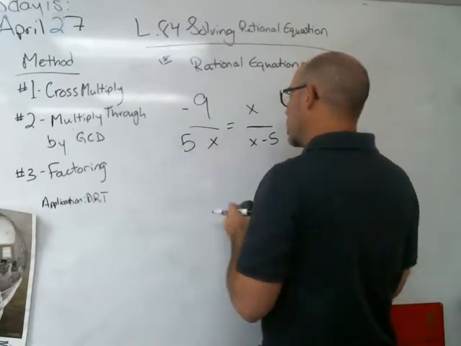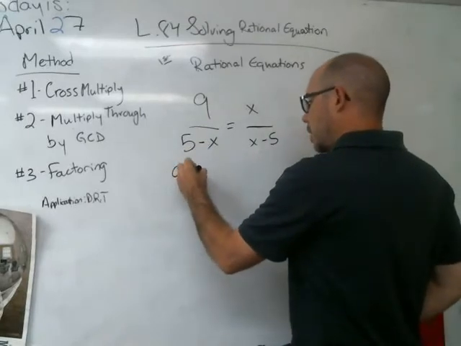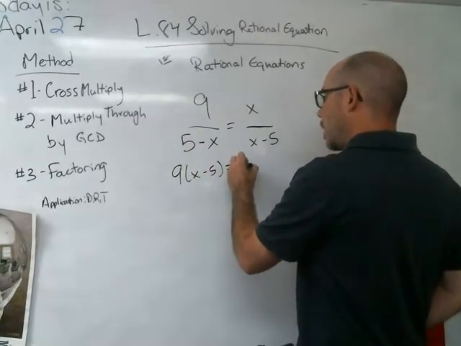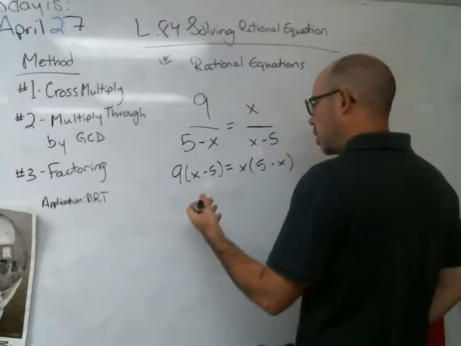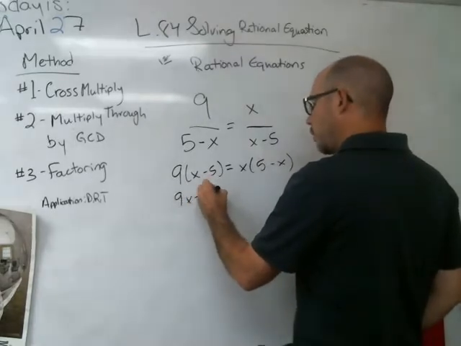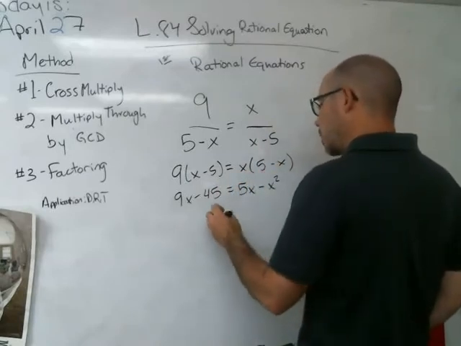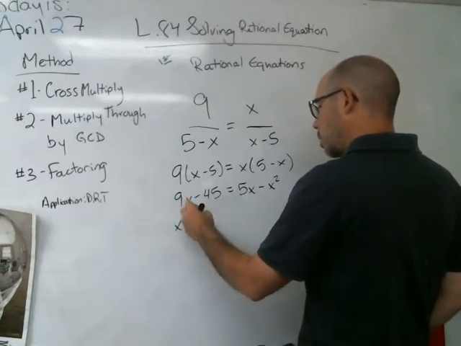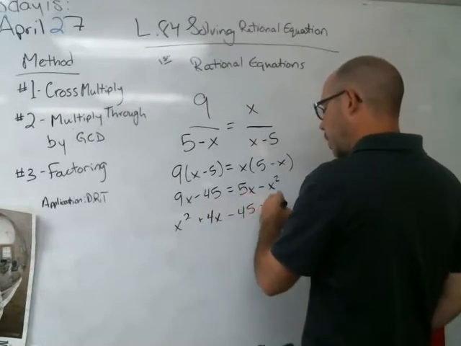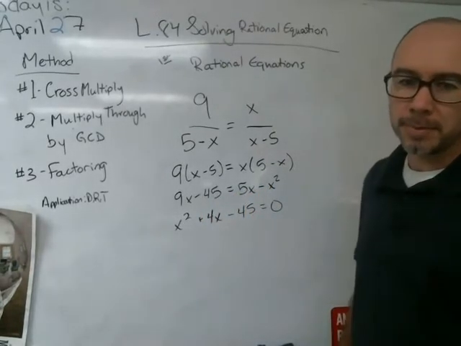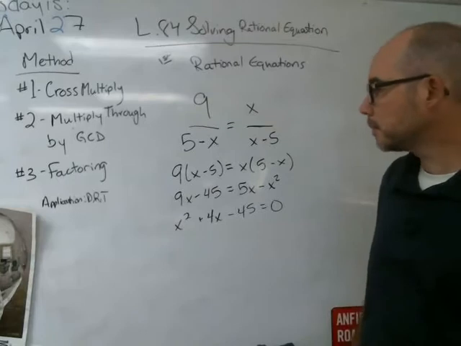Now, let me go back to the original expression, and we can cross multiply. 9 times x minus 5 equals x times 5 minus x. Doesn't look different. Well, it does kind of. 9x minus 45 equals 5x minus x squared. Let's put everything over here. We got x squared and 4x minus 45. Let's see if we could solve that, but it was easy enough to just have done the switcheroo thing that I just did.